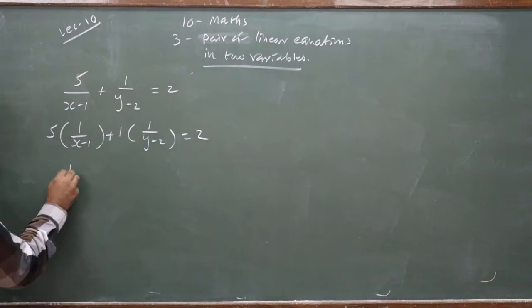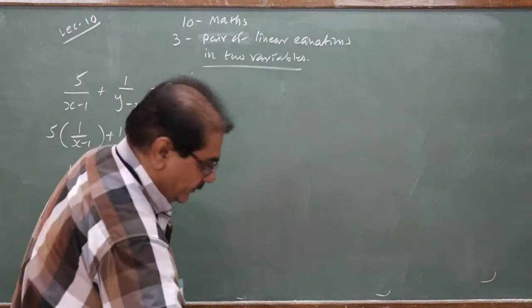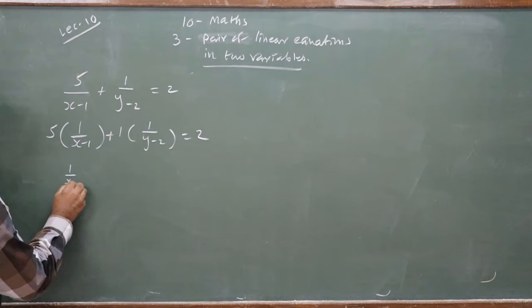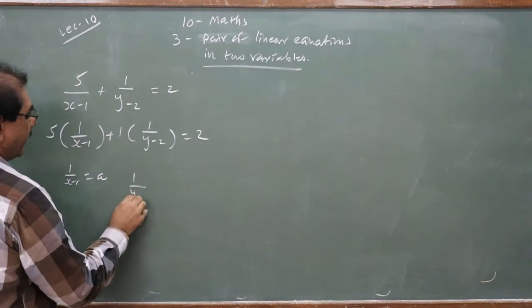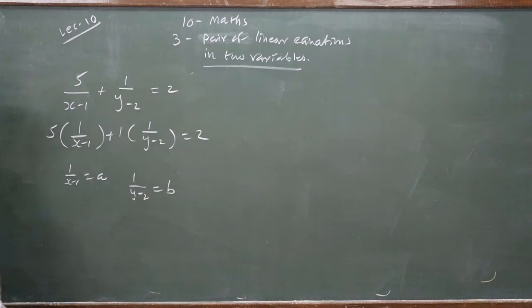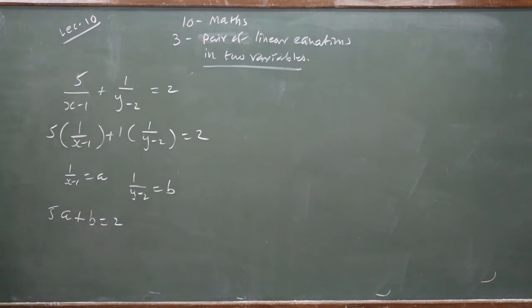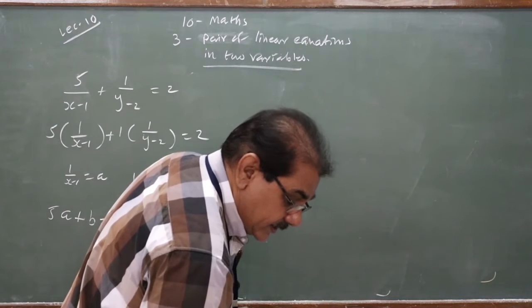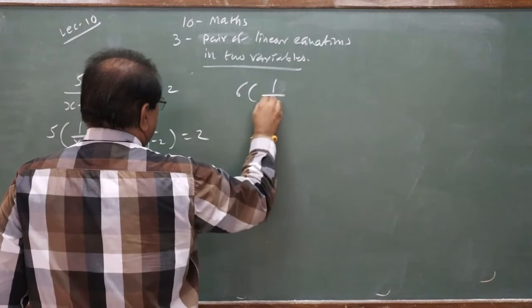Now you have to assume for 1 upon x minus 1 and 1 upon y minus 2. So let 1 upon x minus 1 is equal to a and 1 upon y minus 2 is equal to b. So you get here 5a plus b is equal to 2. Got it?